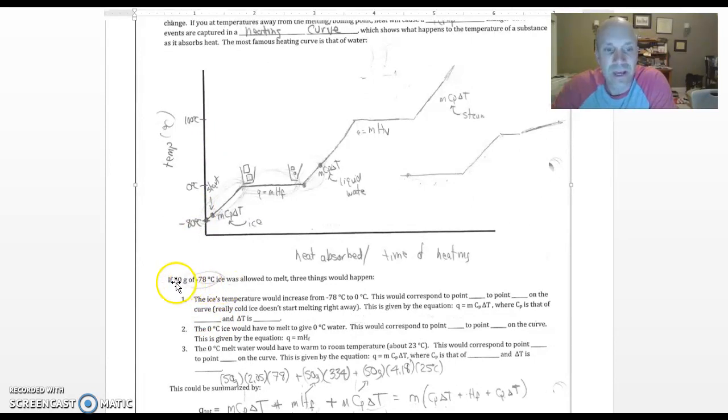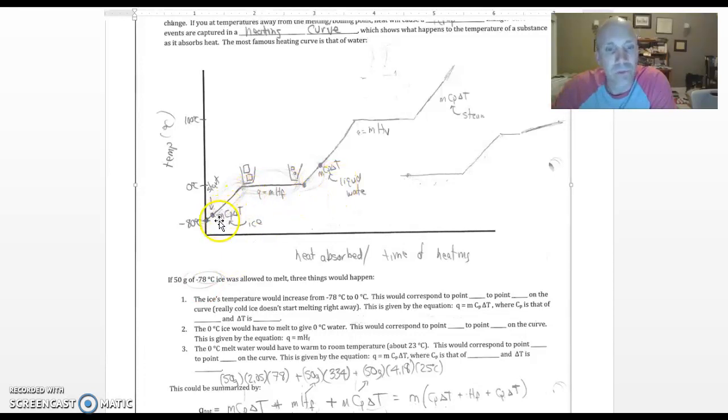Let's say that you had a 50-gram block of ice that was at minus 78. How much heat would it take to completely melt that and allow it to come to room temperature? So just take that minus 78 block of ice, put it on the counter, and just let it absorb heat. How much heat is it going to absorb?